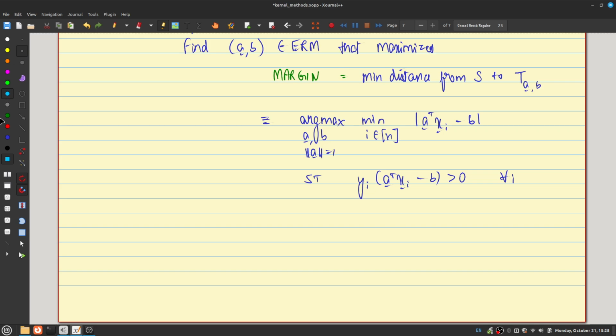Objective function is not convex. Yeah, norm A equal to 1. This is not a convex set. Just that. So this is not a convex optimization problem.